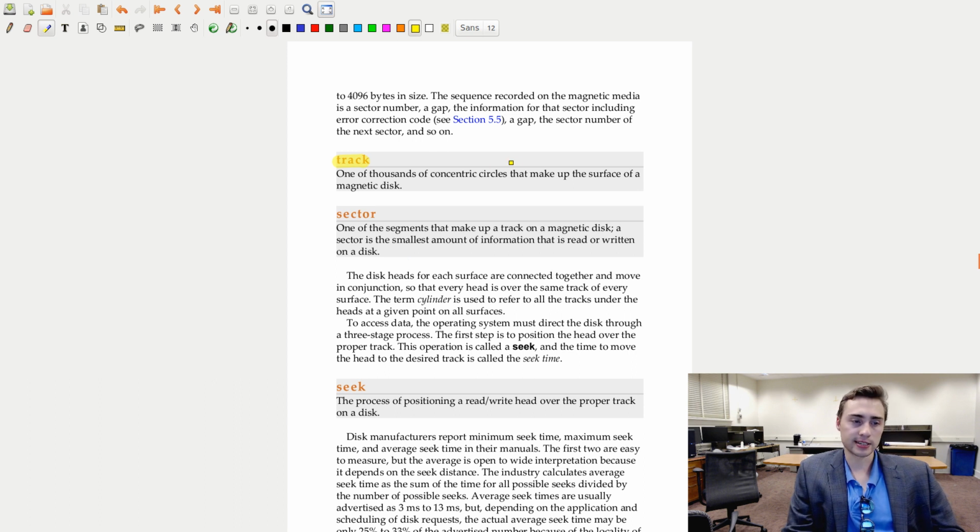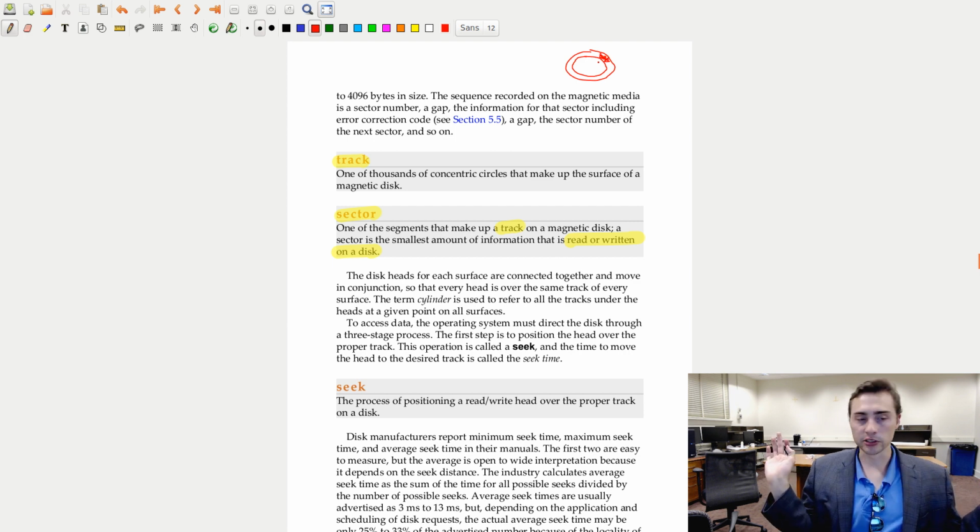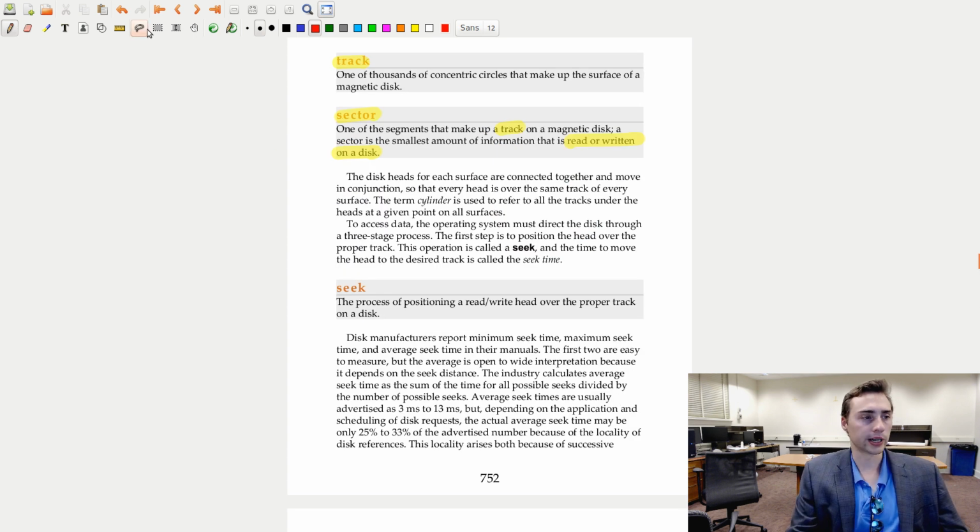Then we have sectors, one of the segments that make up a track on a magnetic disk. A sector is the smallest unit of information that is read or written on a disk. So say you have your disk and this is your track, then a sector will be one of these. And that's the smallest unit that you'll be able to read or write.